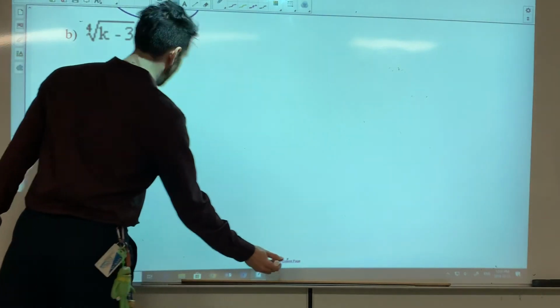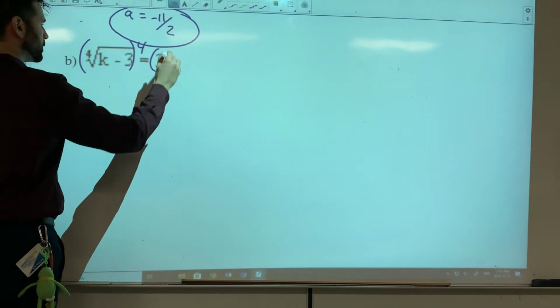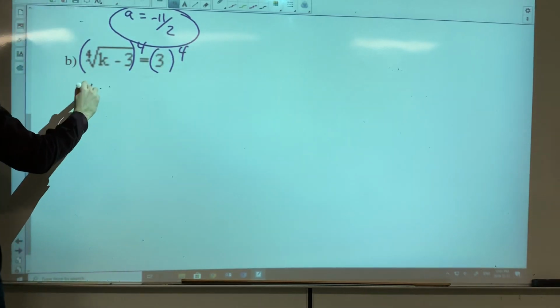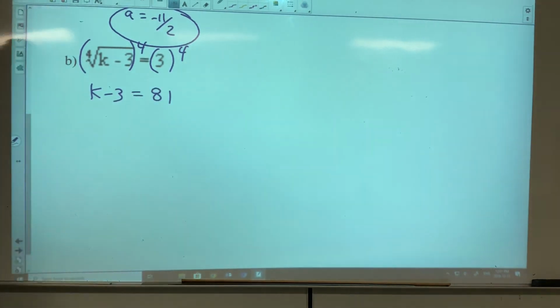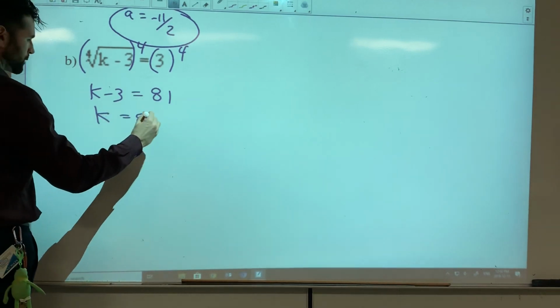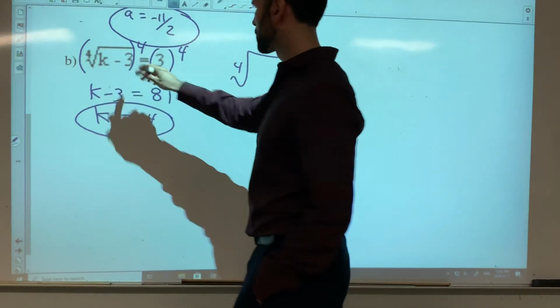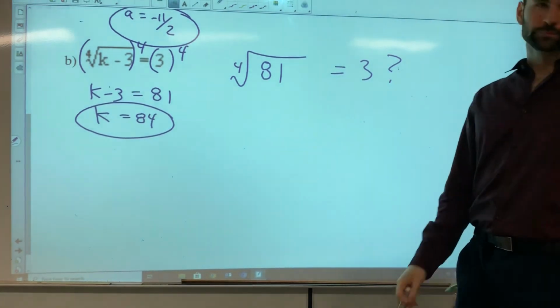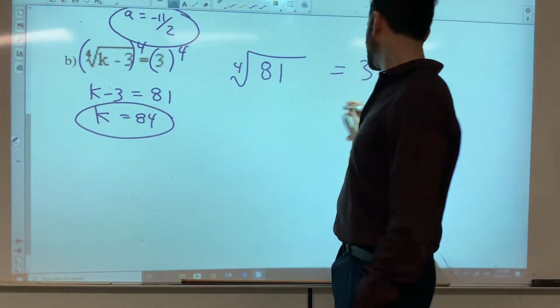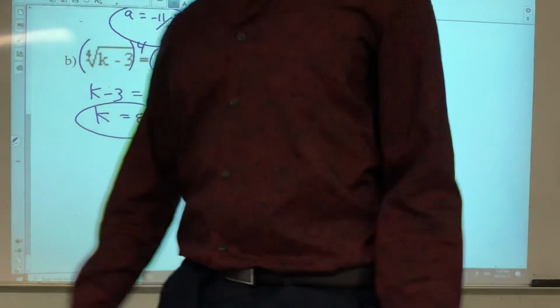So what power will I raise that one to? Raise the power of 4 on both sides. So then you'll get the radicand. And then 3 to the 4, anybody know? 81, very good. Just 9 times 9. Or add 3 to both sides, you get 84. So you can check, is the 4th root of 84 subtract 3, so 81, equal to 3? This is 3 to the 4, so yeah, it is. It works. Okay. That was long, but we did it. Good job.